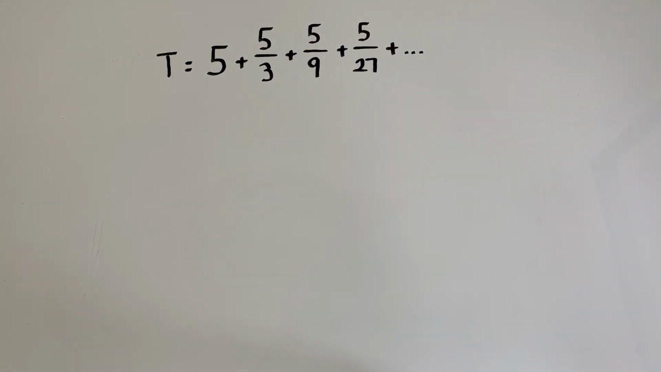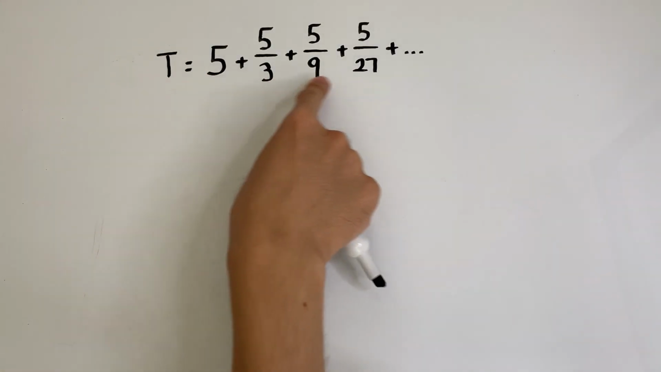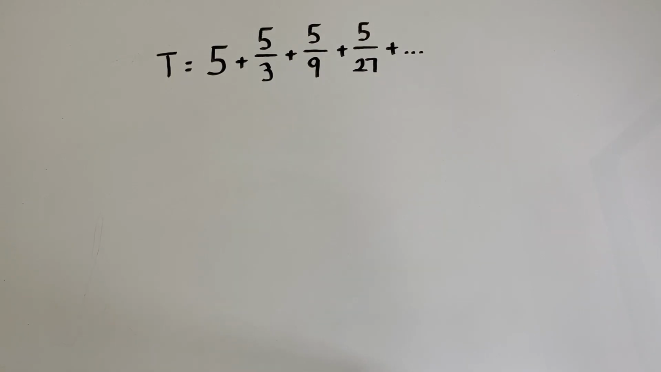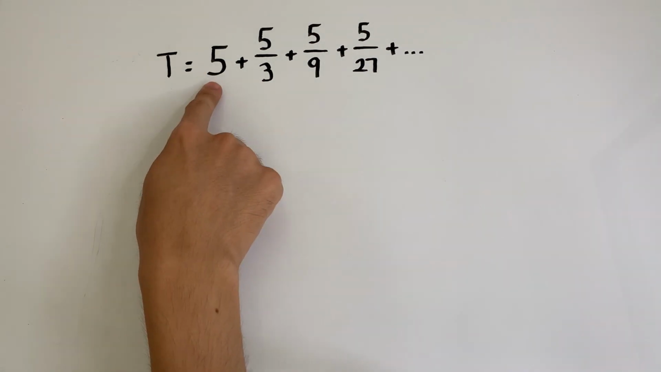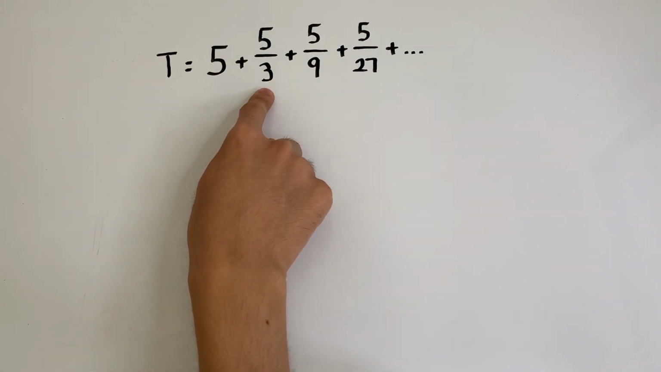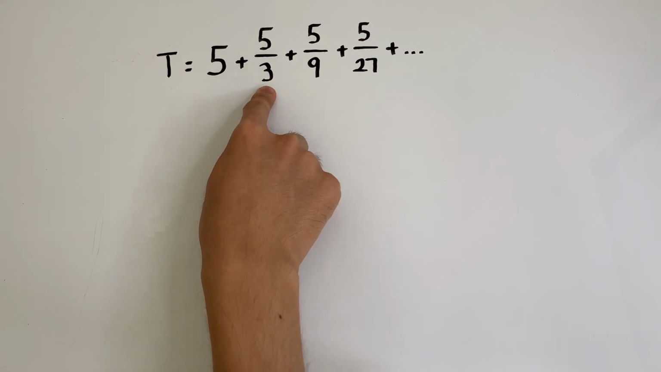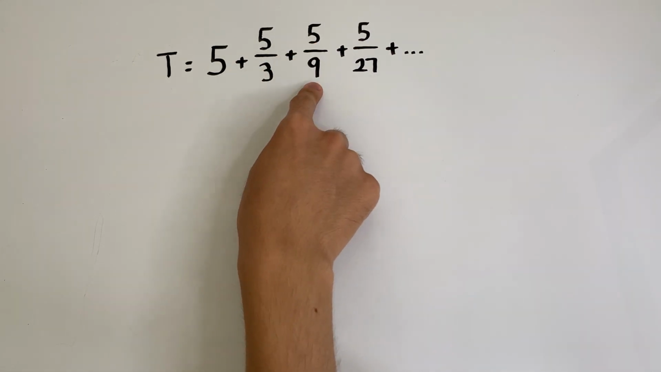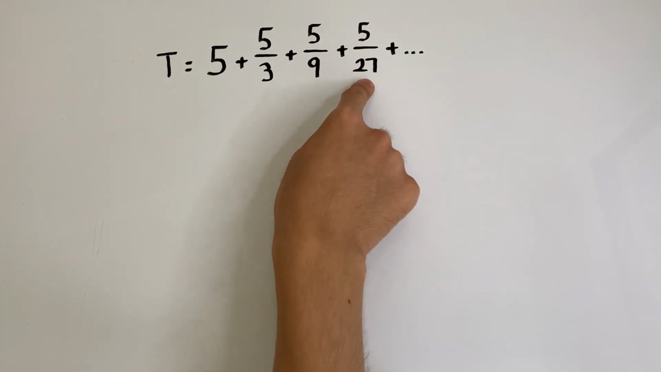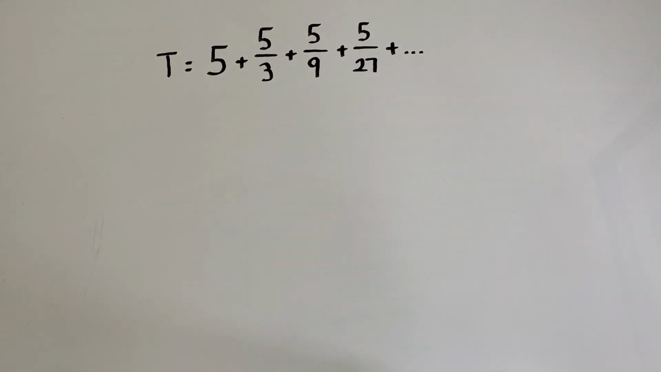Today it's going to be a little different. I got a little bored with S, so we're going to be doing T. Now the common ratio of this series happens to be 1 over 3. We multiply 5 by 1 over 3 to get 5 over 3. We multiply 5 over 3 by 1 over 3 to get 5 over 9. We multiply 5 over 9 by 1 over 3, we get 5 over 27, and it just continues.